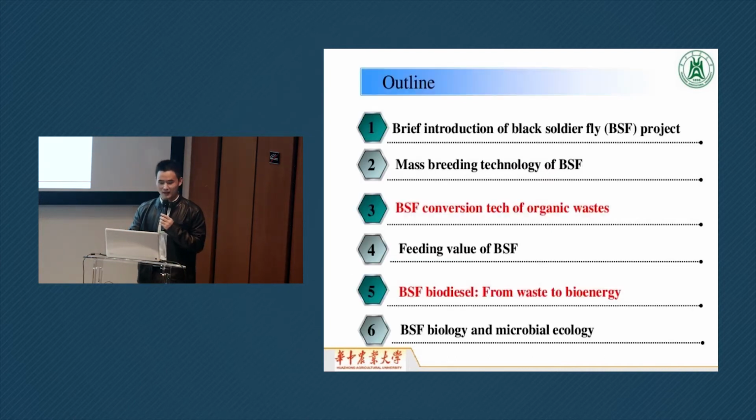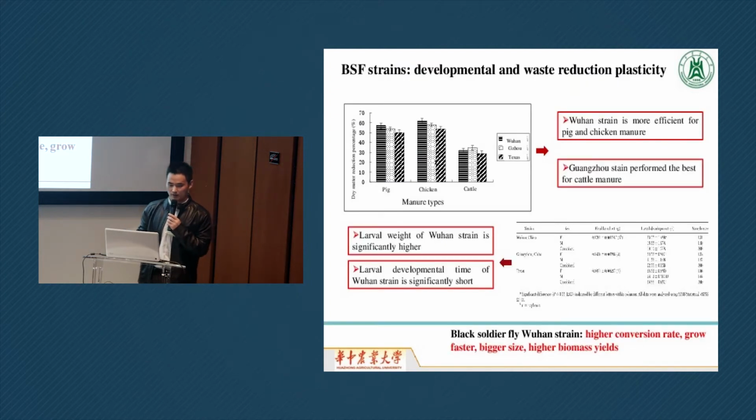The second part is mass rearing. Since 2008, we had the Wuhan strain, a local strain from our province, and we compared it with other strains from Texas and another from southern China, Guangzhou. The development and waste reduction capacity is higher. Maybe it's because Wuhan is located in the middle of China, so they are more adapted to the environment and have better characteristics. So what we use in China mostly now is the Wuhan strain.